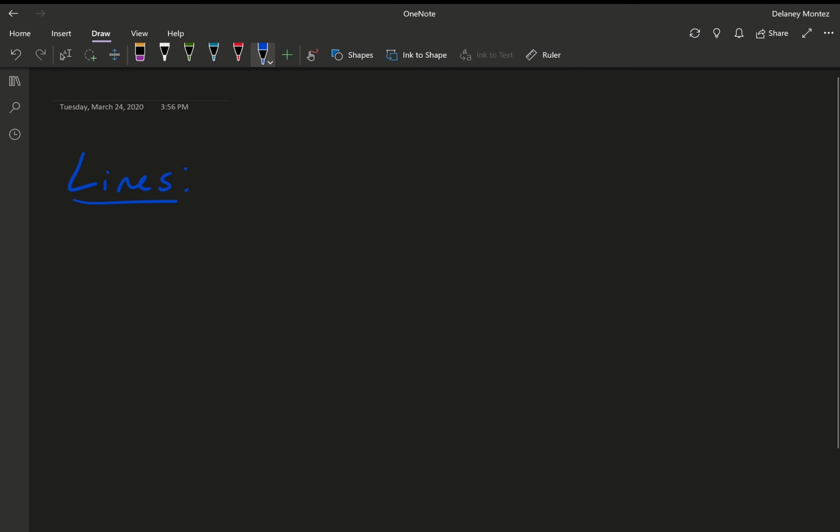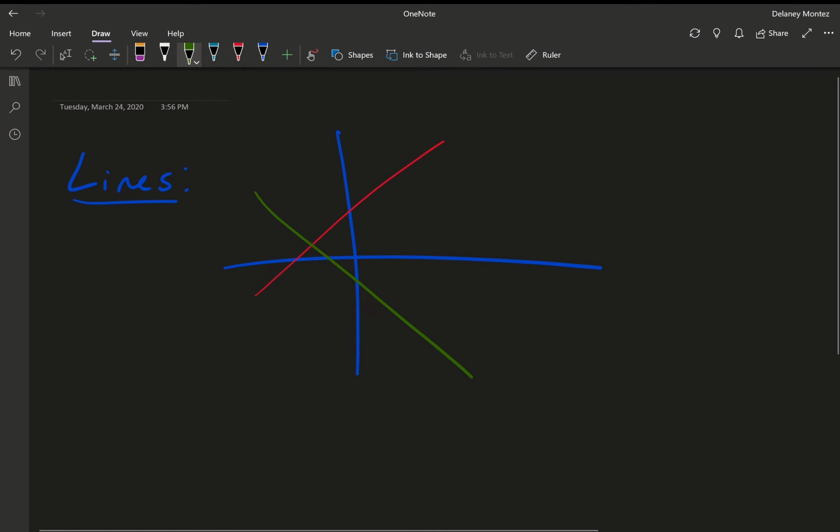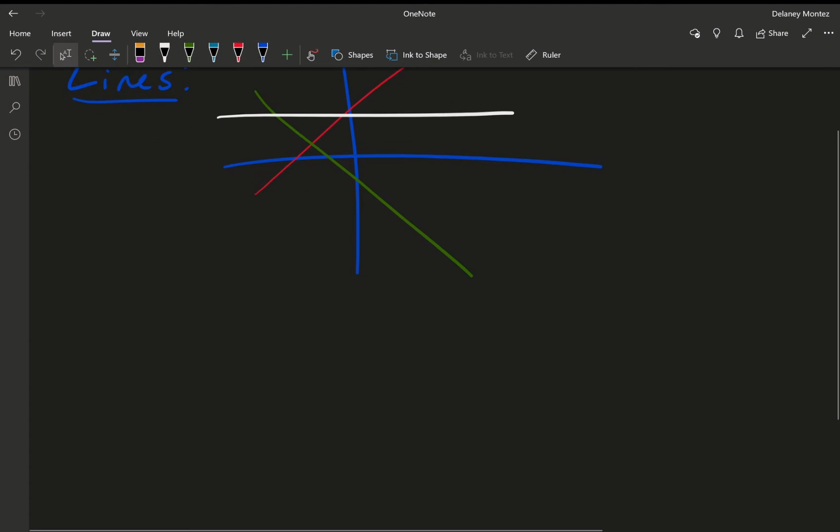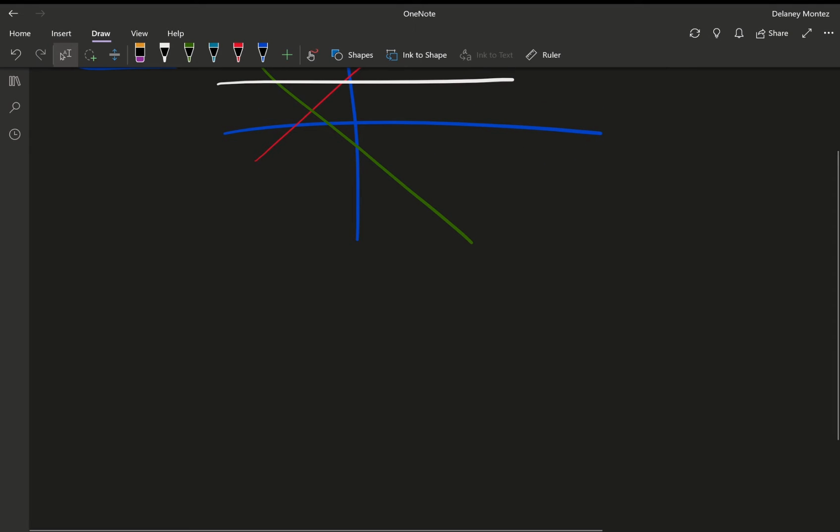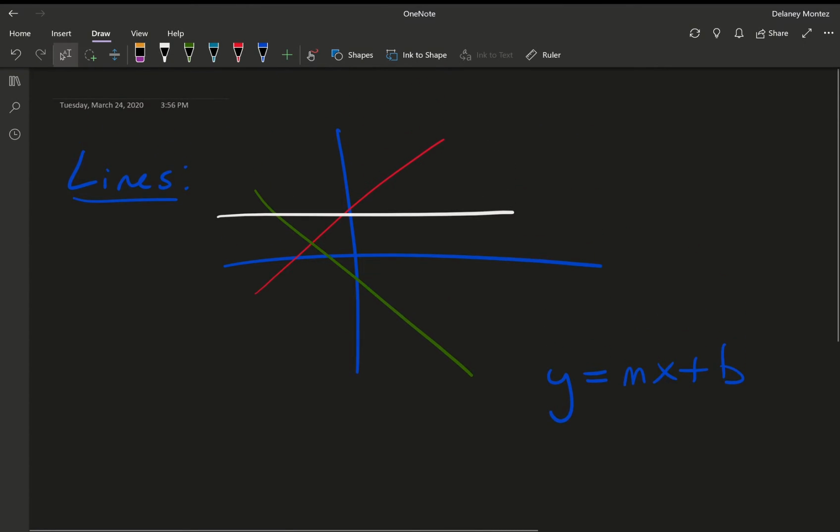We've seen a lot of them in our math classes before. So we have lines that go like this, we can have lines that go like this, we can have lines that go even horizontal. What all these lines have in common is they're described by this: y equals mx plus b, where your b and your m decide what type of line.